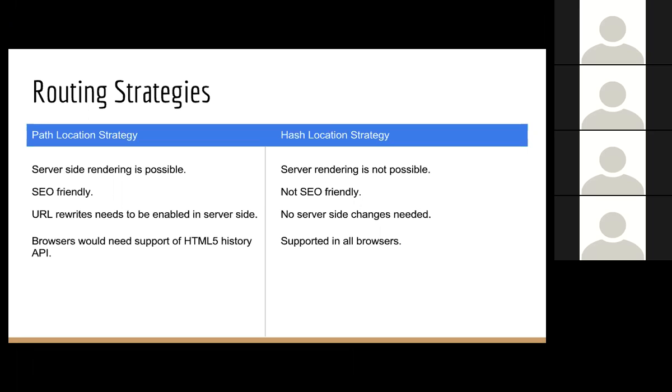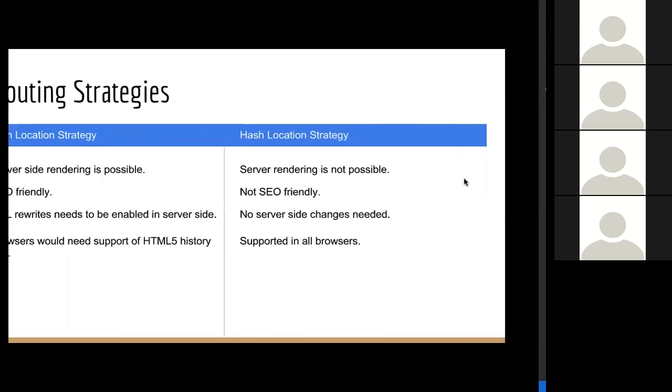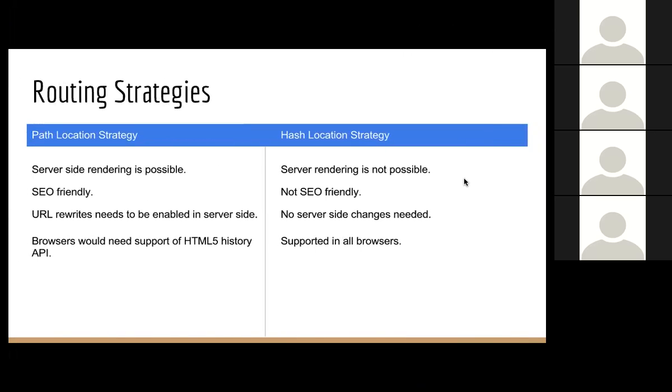For path location strategy, browsers need to have HTML5 history API support. If there is no such thing, then it will break. It won't work, so in cases of IE 8 or 9, it will not work. With hash location strategy, since this hash thing has been working since long back, it is supported in all browsers.